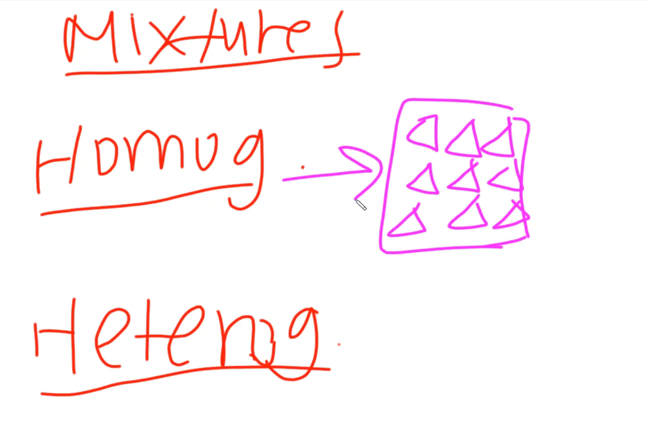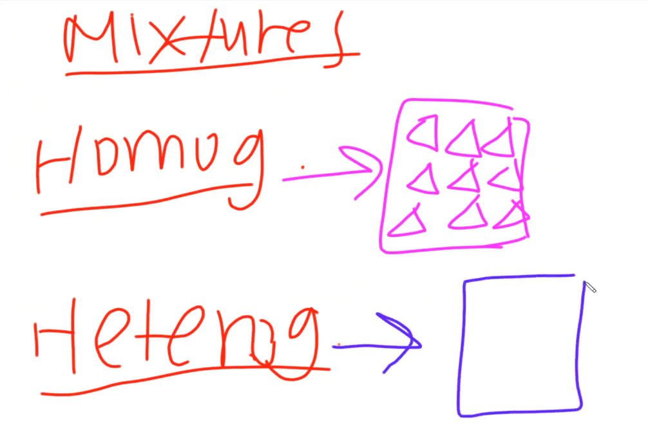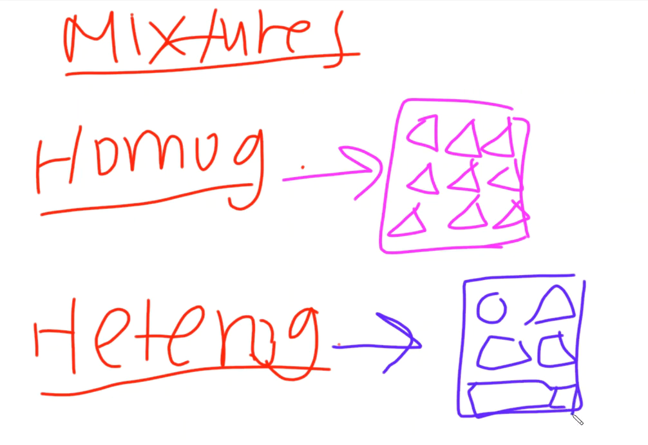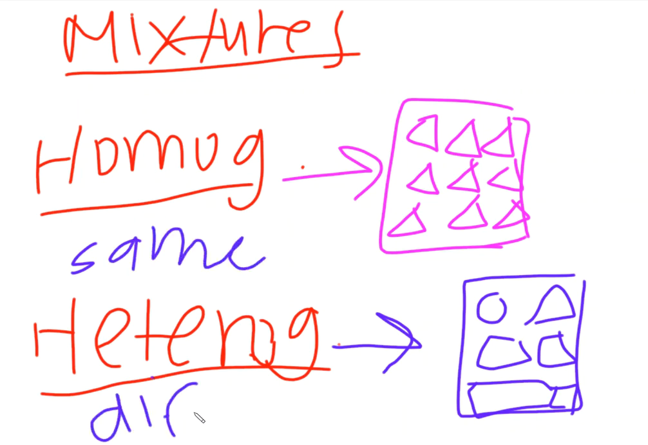A heterogeneous mixture, in comparison, is a different mixture. So everything will be different in it. It'll be a circle, triangle, square, rectangle, trapezoid, if I can draw one. It will all be mixed. So homogeneous is the same. Heterogeneous is different. It's pretty simple.